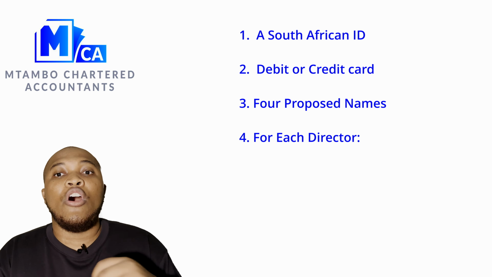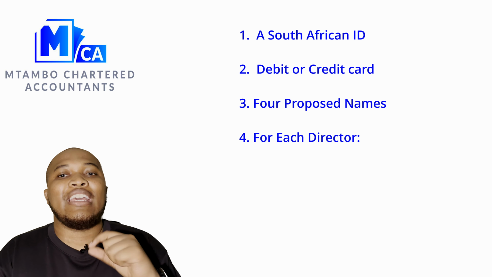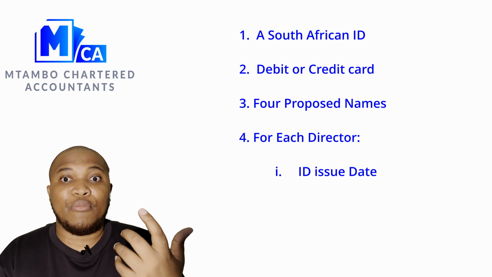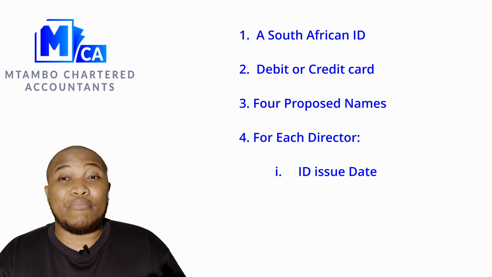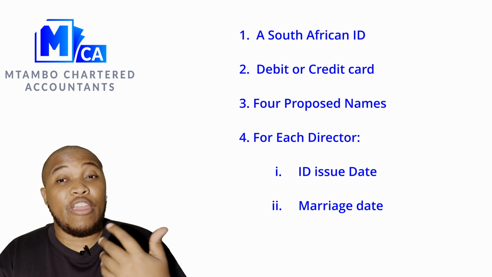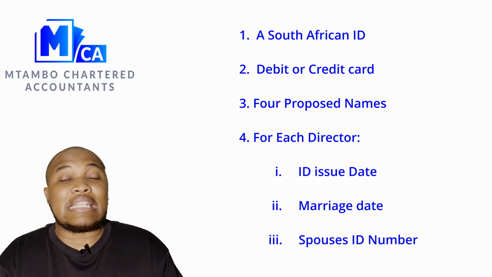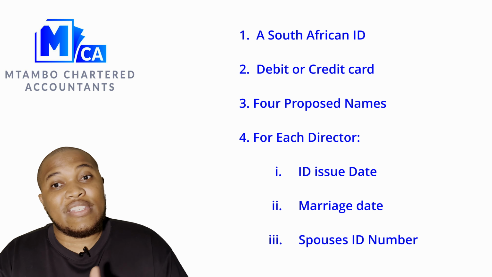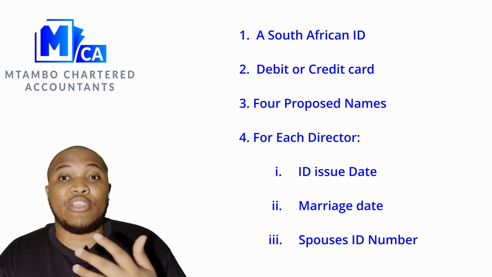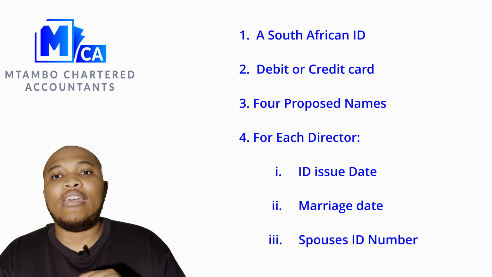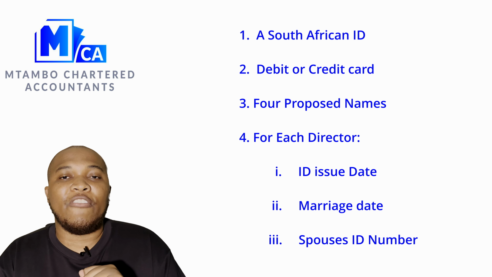And then number four, for each of your directors, you'll want to get the date of issue of their ID documents, the director's marriage date per Home Affairs if they are married, and for those that are married, you want to get their spouse's ID numbers as well. Usually I like to just get a copy of the ID document just to make sure that there's no errors and so that I can see the dates of issue.